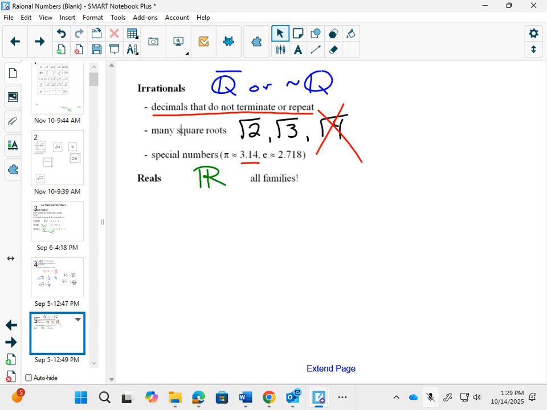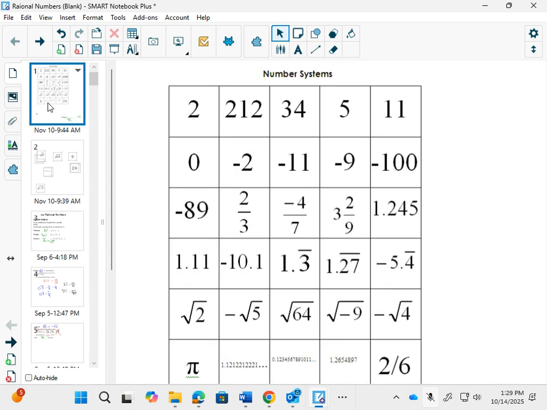So what's going to happen is I'm going to give you a number. Like, I'm going to give you 2. And you would have to say that 2 is a real number because that's all numbers. It can be written as a fraction, so it's a rational number. It is also an integer, a whole number, and a natural number. So the number 2 belongs to 5 families. Whichever number I give you, you'll have to say which families it belongs to.